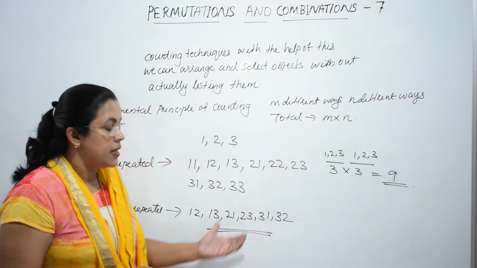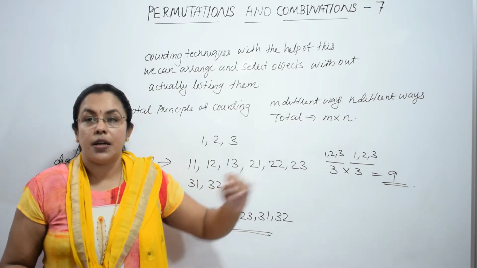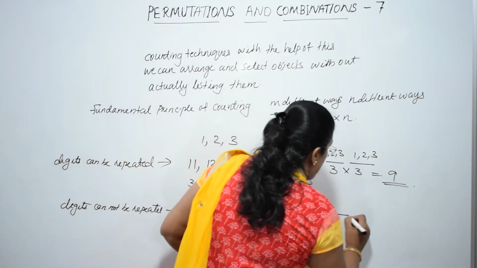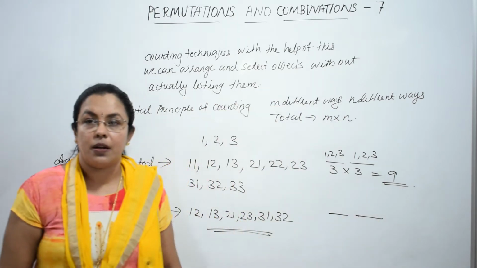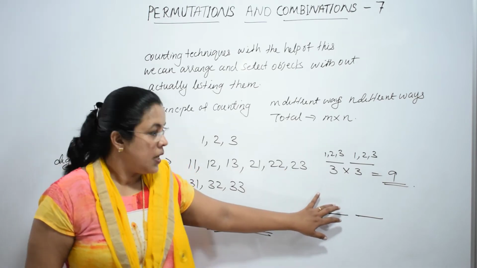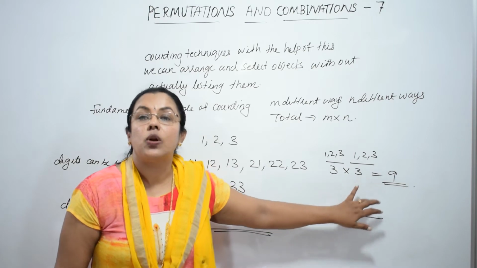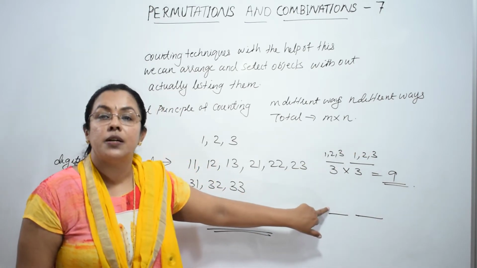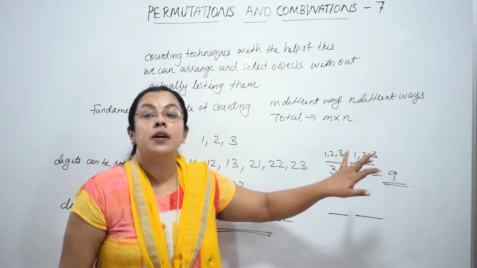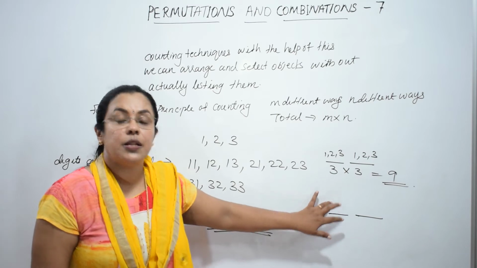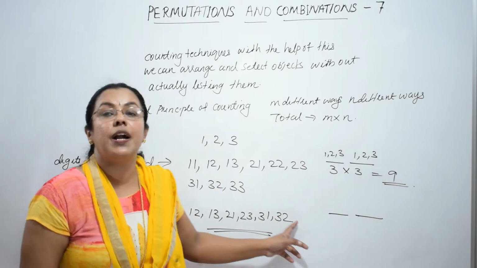How can we write the 6 using the fundamental principle of counting? Again, two places we have to fill. If we fix 1 here, then the possibilities here are only 2 and 3. If we fix 2 here, the possibilities are 1 and 3. If we fix 3 here, the possibilities are 1 and 2.